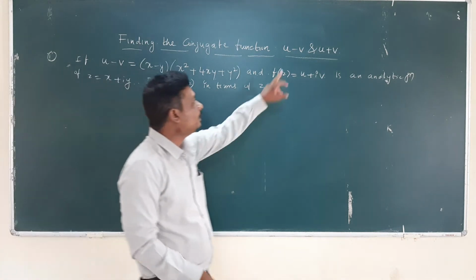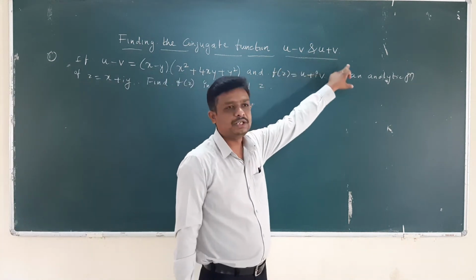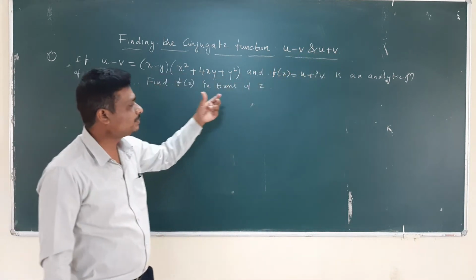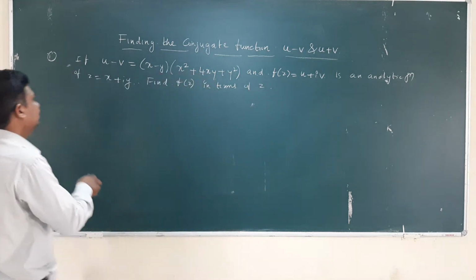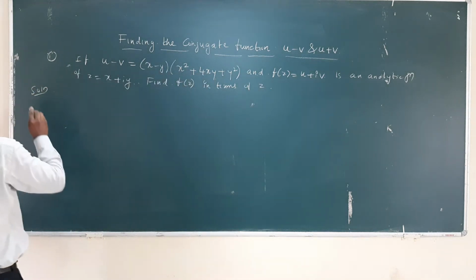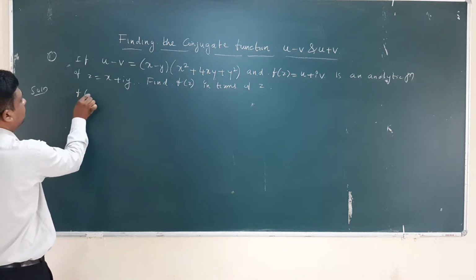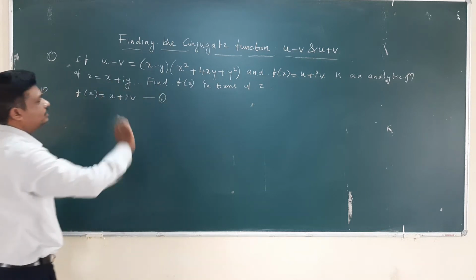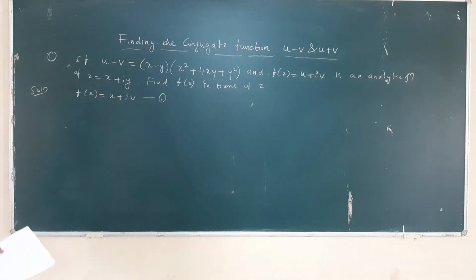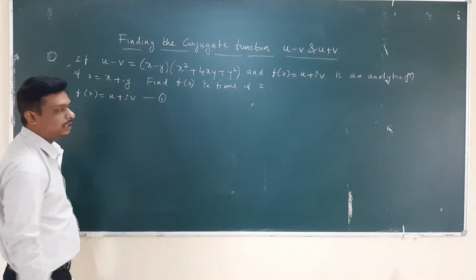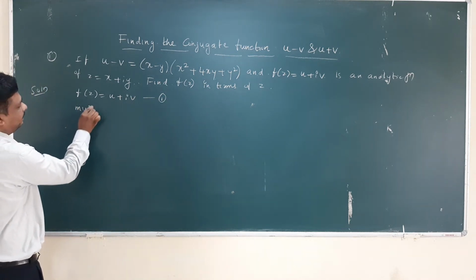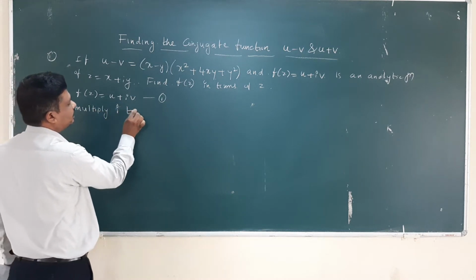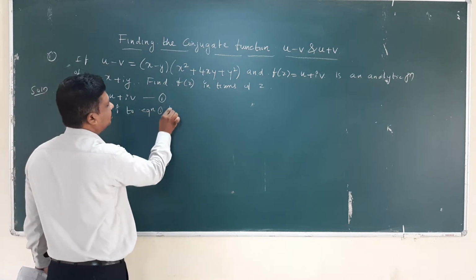So here if u minus v is given, then we have to find u plus v, and if u plus v is given, then we have to find u minus v, and then you have to express the given function in terms of z. Solution: here f of z is equal to u plus i into v. So I will take this one as equation number 1. So now what I do? I will multiply i to equation number 1.